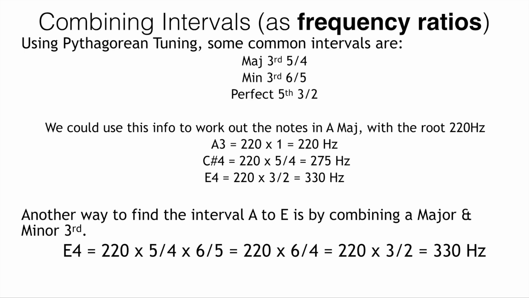Another way we could find the E is to just combine the major and the minor thirds, because a perfect fifth is a major and a minor third added together. But because they're frequency ratios, we have to multiply them. So the answer would be E4's frequency is 220 times 5 over 4 times 6 over 5, which is the same as 220 times 6 over 4, which is the same as 220 times 3 over 2, which will give us 330 Hertz, but we know 3 over 2 is the interval of a perfect fifth.